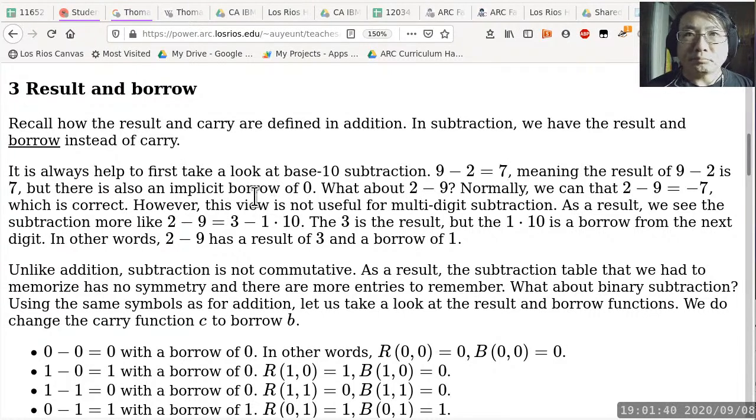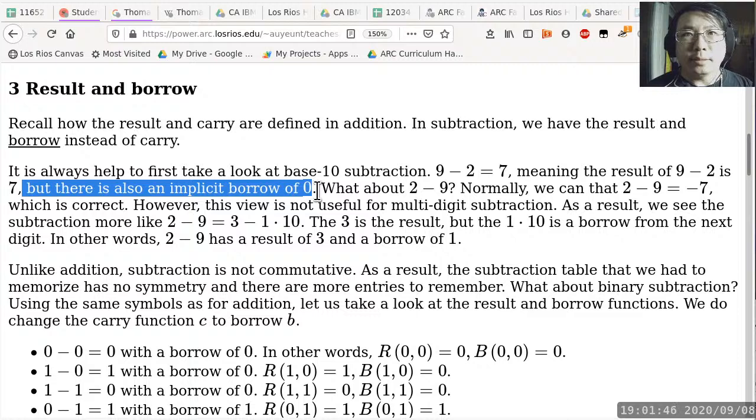All right, but we also want to know that there is a borrow of 0. Normally we say there's no borrow, but we want to change the way we say that into there's a borrow, except the borrow is a 0 from the more significant digit.